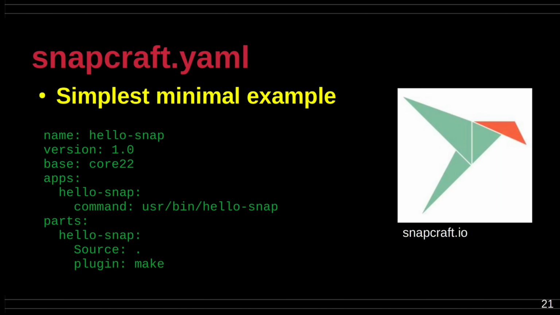Parts defines the different parts of your snap. Source, this defines the directory for the source, which in this example is the current directory. Plugin identifies the utility programs to build the snap. In this example, the classic make utility will be used to compile and prepare the executable program for the snap.